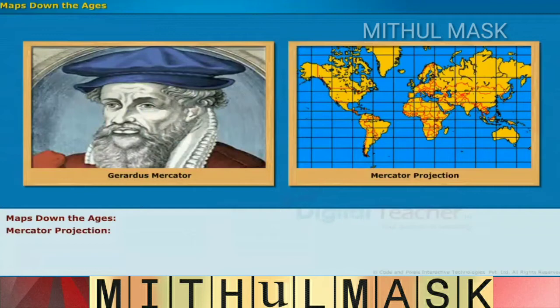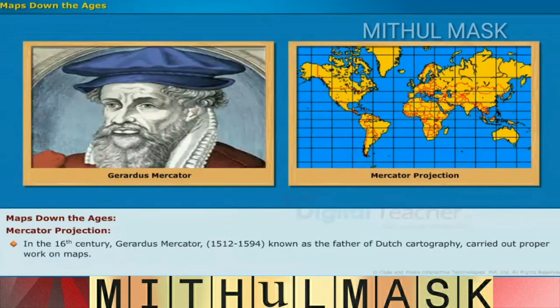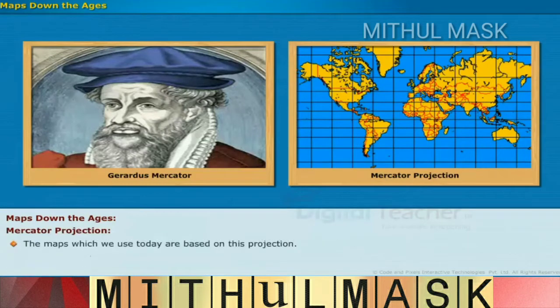Mercator projection. In the 16th century, Gerardus Mercator, 1512 to 1594, known as the father of Dutch cartography, carried out proper work on maps. His projection on maps is called Mercator projection. The maps which we use today are based on this projection.